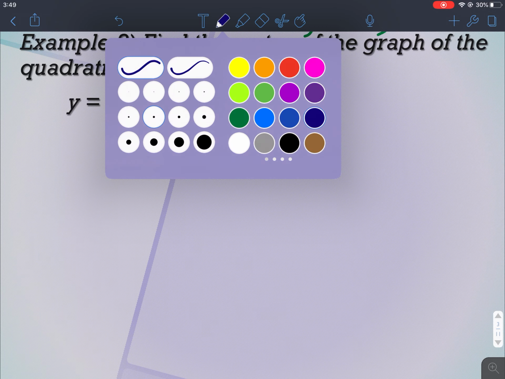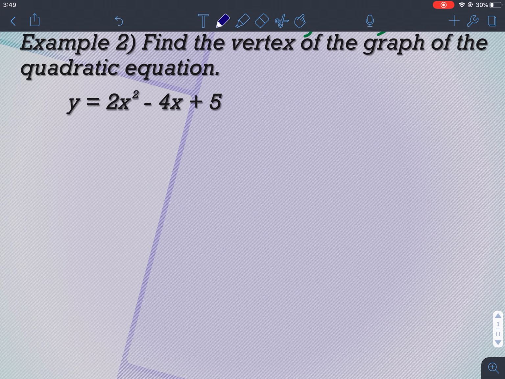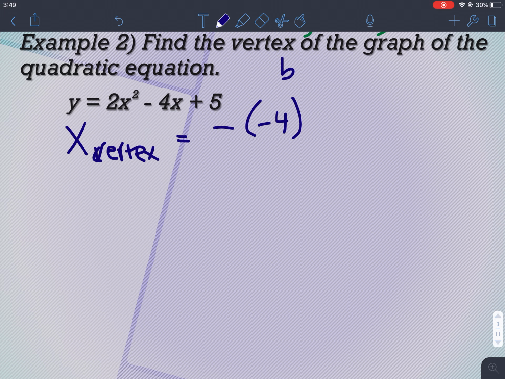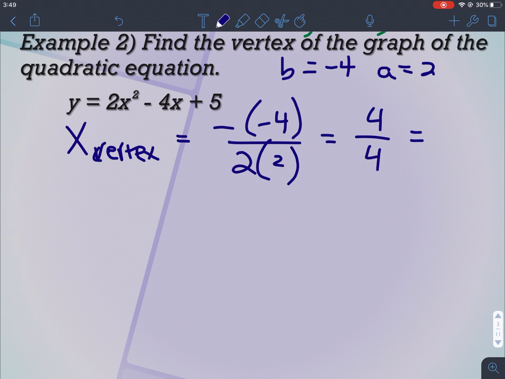Here is another problem. I encourage you to pause the video and try this on your own and come up with the vertex of the graph. Okay, so first I have to find the x-coordinate of the vertex. And that's going to be given by negative 4, because the b is negative 4, and the a is 2, over 2 times 2. And that should come out to be positive 4 over 4, which is just 1.